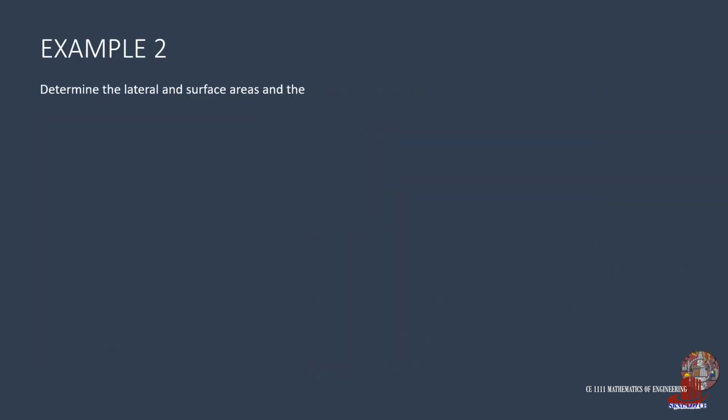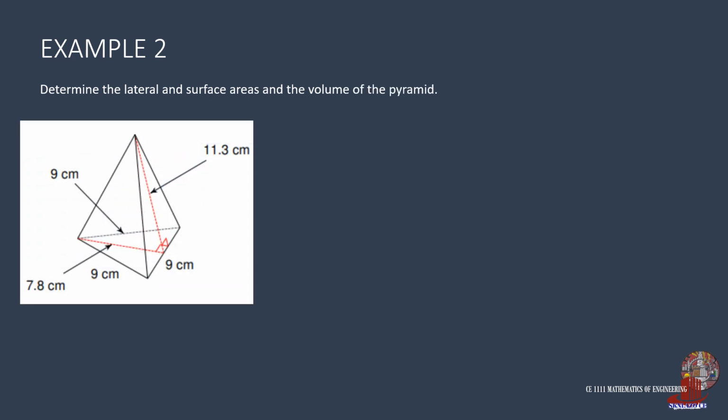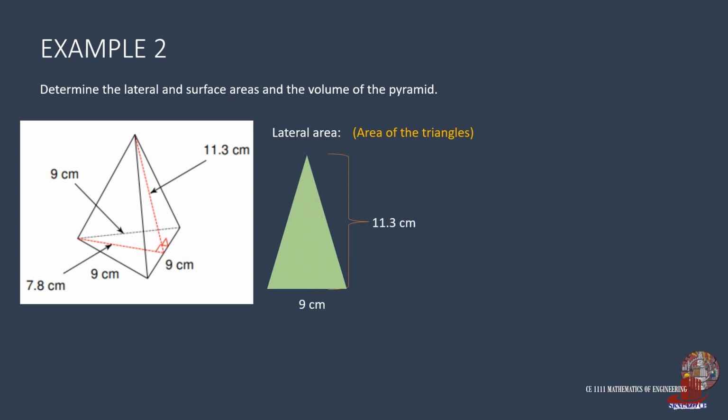The next figure is a triangular pyramid with the given parameters of the slant height of 11.3, sides of 9 cm, and the bisector of the base with a length of 7.8 centimeters. First, we solve for the lateral area, which is basically the area of the triangles. By extracting a lateral face, there are the base of 9 cm and the height of the lateral face of 11.3 centimeters. The area of the triangle can be solved in two ways.